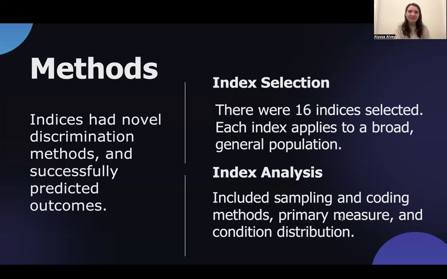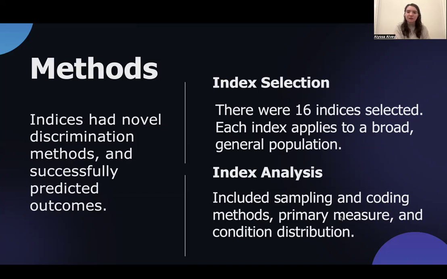To remedy some of this, we looked at 16 indices. Each index applied to a broad general population, either through their initial design or through follow-up data utilizing and validating them as a general measure. Indices included had novel discrimination methods, that being how many conditions they included and how they weighed the severity of said conditions. They also had to successfully predict at least one outcome, whether it be their primary measure or a measure identified in a future study.